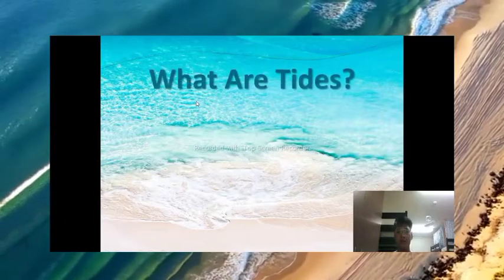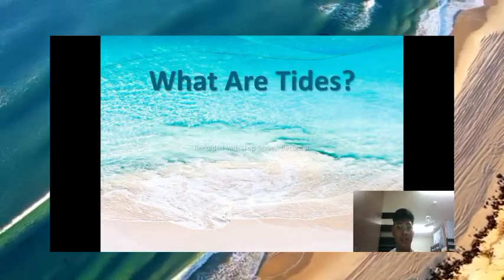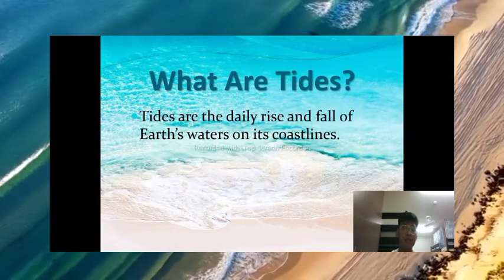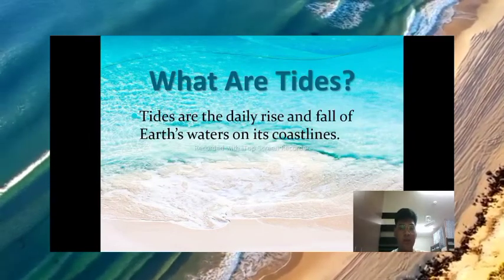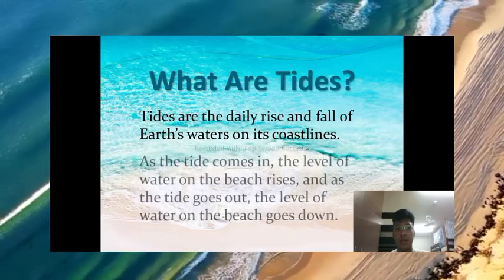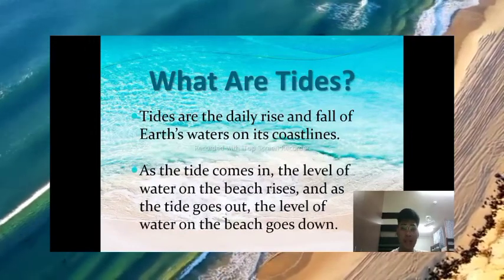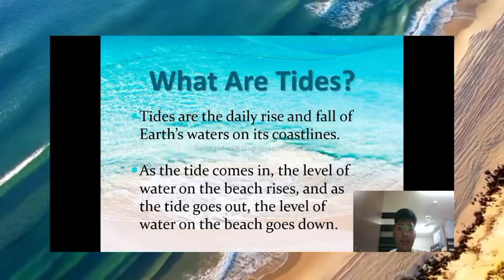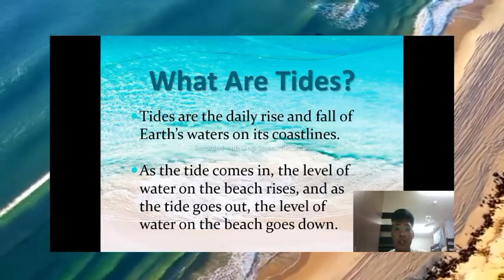Okay, so first thing is, what are tides? Tides are the daily rise and fall of Earth's waters on its coastline. As the tide comes in, the level of the water on the beach rises. As the tide goes out, the level of water on the beach goes down.